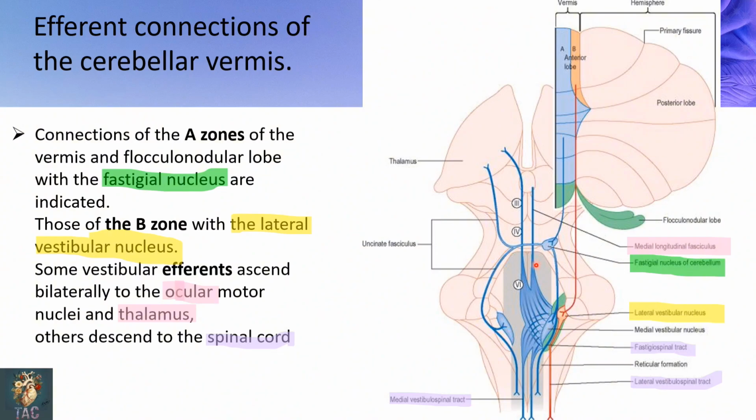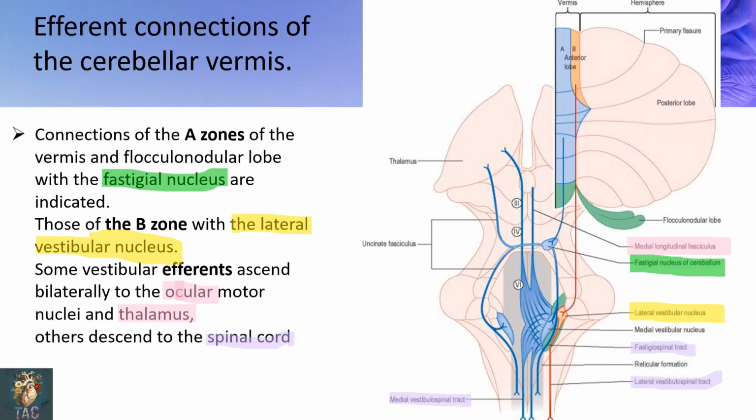This is the medial longitudinal fasciculus, and these are the third, fourth and sixth cranial nerve nuclei which are related to the medial longitudinal fasciculus and to the cerebellar hemispheres. Some vestibular fibers ascend bilaterally to the oculomotor nuclei and to the thalamus, and they also descend to the spinal cord as well, forming the cerebellospinal pathways.